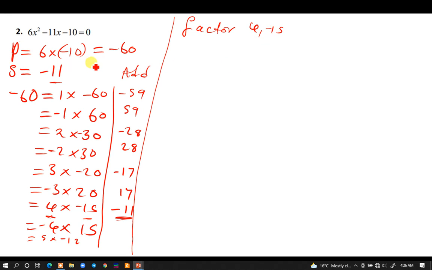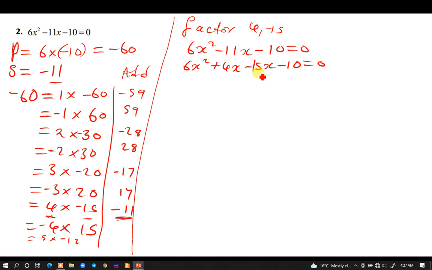So we get this equation: 6x squared minus 11x minus 10 is equal to 0. While there is negative 11x, we'll replace that with those factors. So we have 6x squared, then we put positive 4x, then we also have negative 15x minus 10 is equal to 0.